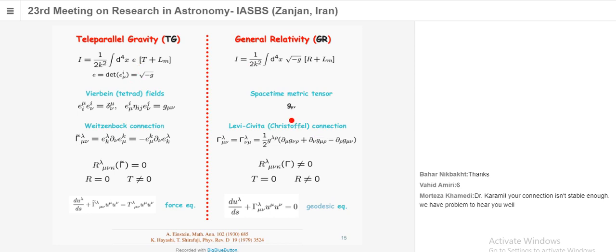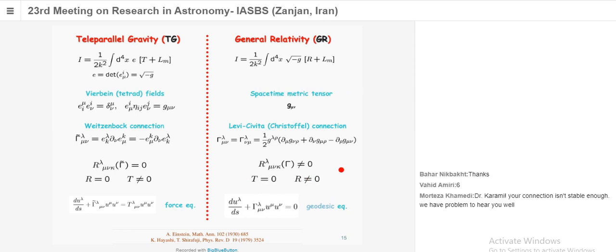The dynamical variable in GR is the spacetime metric tensor, but in TG, we have the vierbein or tetrad fields, which have orthonormality relations given by these equations. In GR, the affine connection is given by the Levi-Civita or Christoffel connection, which is described in terms of the metric and its derivative. In contrast, in teleparallel gravity, we have the Weitzenböck connection, which is defined in terms of the vierbein. The Riemann tensor calculated with the Levi-Civita connection is not zero in GR, but the Riemann tensor calculated with the Weitzenböck connection is equal to zero. This means that in this spacetime, we have no curvature, but we have torsion. In contrast, in GR, we have no torsion, but we have curvature.